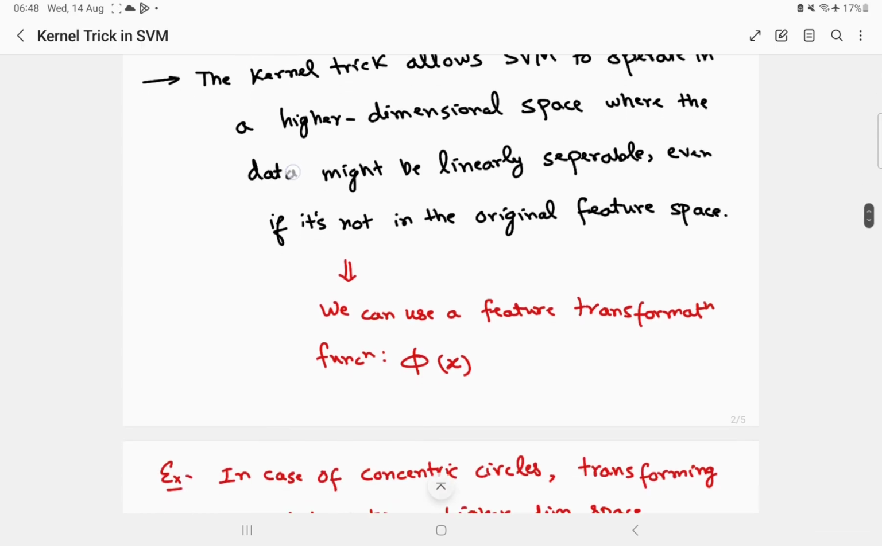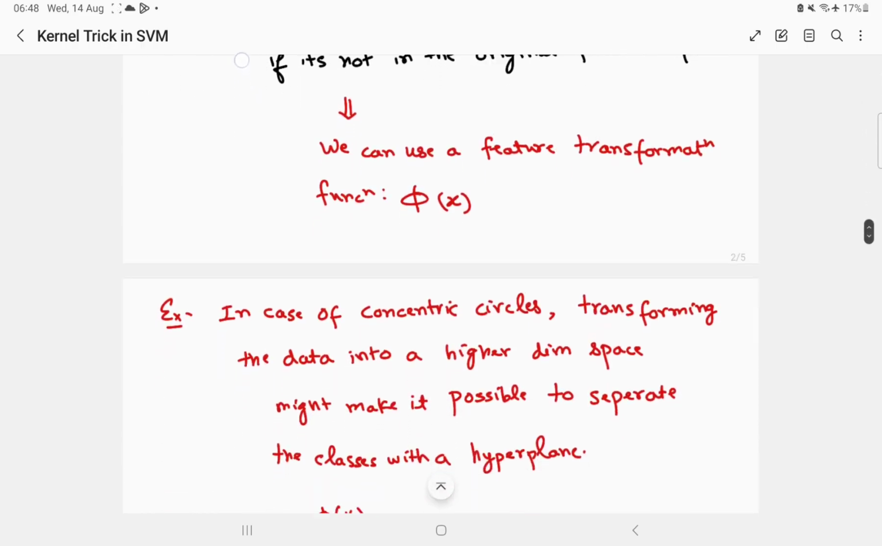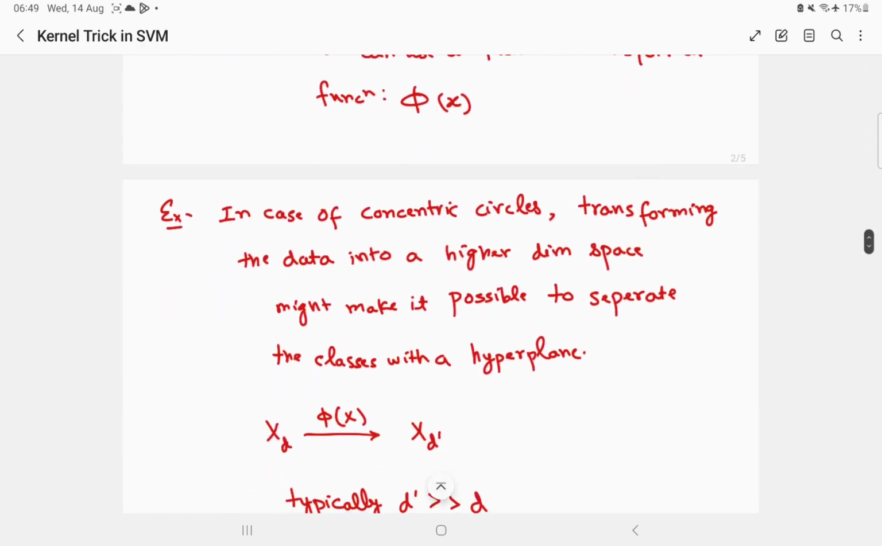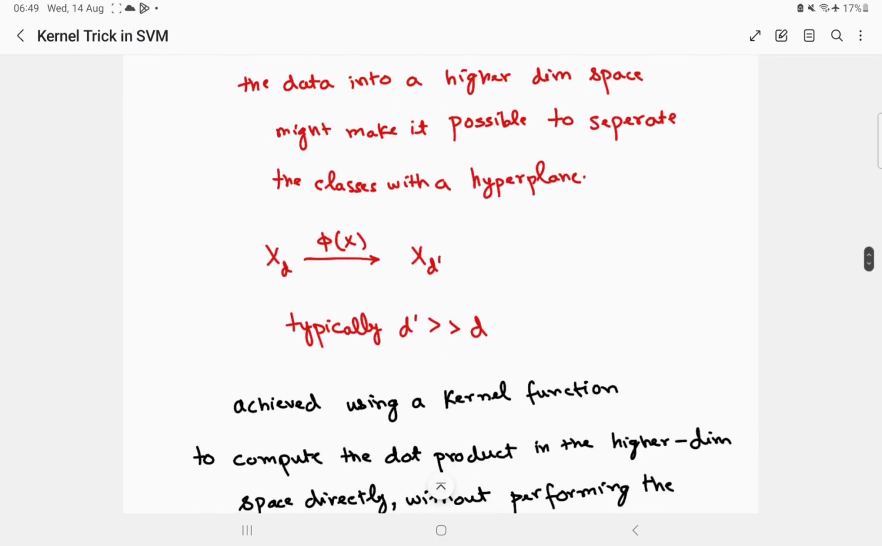So we can use a feature transformation function called phi of x. In the case of concentric circles, transforming the data into a higher dimensional space might make it possible to separate the classes with a hyperplane. Like I mentioned, the idea is to go from d dimensions to d prime dimensions using the function phi of x, and typically d prime is much larger than d. That is, you transform your data into a higher dimensional feature space where the data might be linearly separable, and that's the whole idea behind the kernel trick.